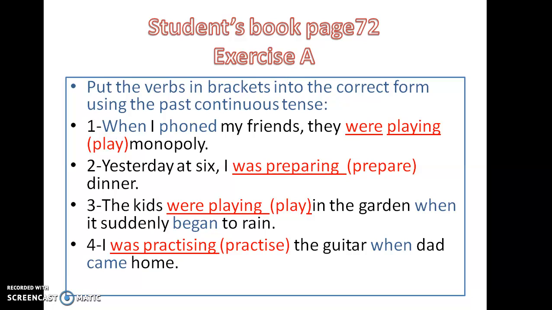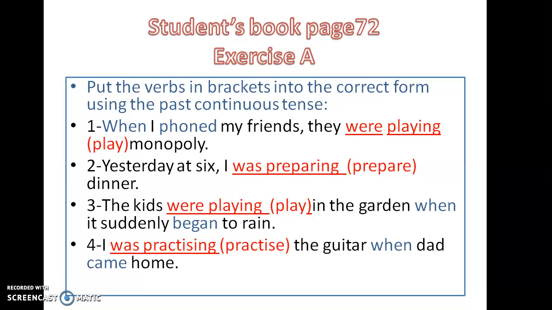Student's book, page 72, exercise 1. We're going to answer question 1 in your student's book. Please write it in your student's book. Put the verbs in brackets into the correct form using the past continuous tense. 1. When I phoned my friend, they play Monopoly. Of course here we're going to use past continuous. بدنا نفكر أول شي شو الفعل المساعد المناسب ل they, was or were. Of course were. And we're going to put ing to the verb play. It will become playing. They were playing.